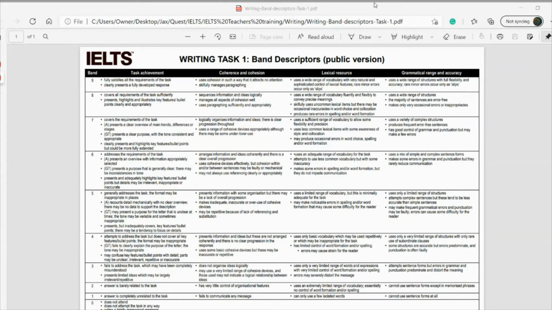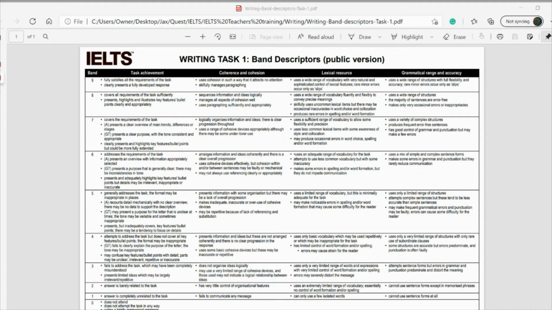Now let's have a look at the writing band descriptors for writing task 1. As you can see, the layout of the document is exactly the same. Band scores on the left, requirements follow. The band descriptors are the same for the general and the academic tests. Let's take a closer look at each of these requirements.